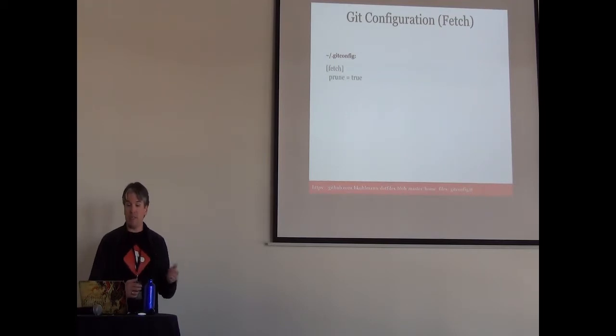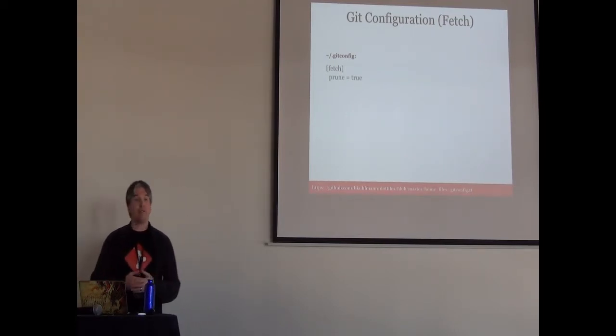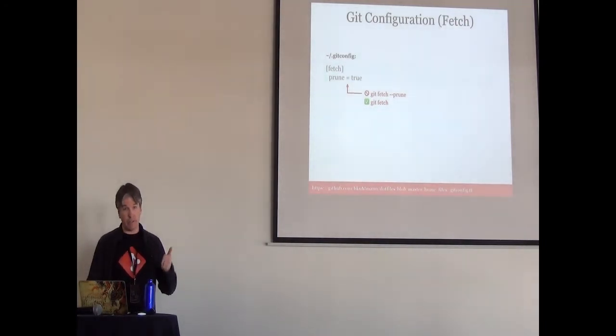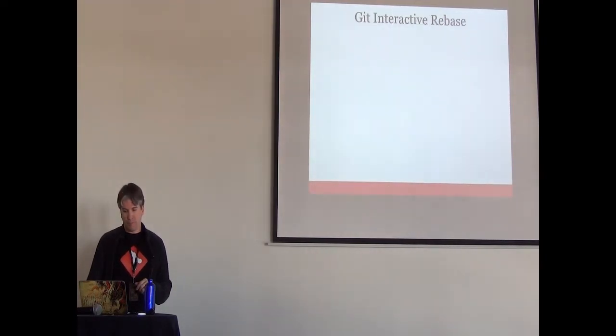The other thing to do is fetch. So when I was telling you to fetch and prune, you can also turn this on so that it just automatically does that every time. So we don't have to type git fetch dash dash prune all the time. We just say git fetch and it's pruning for us. So turn that on as well. Add that to your git configuration. And again, from the command line, you can set it that way too.